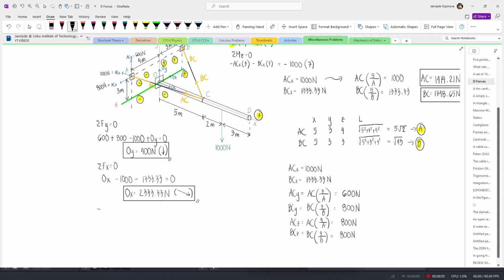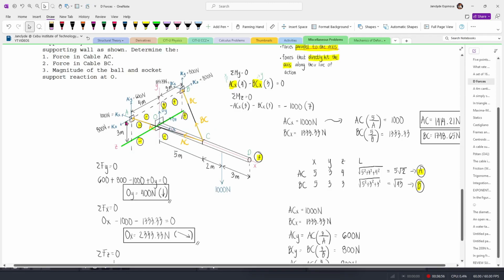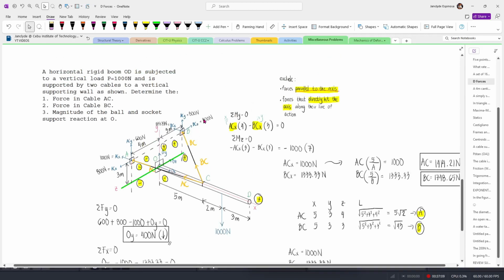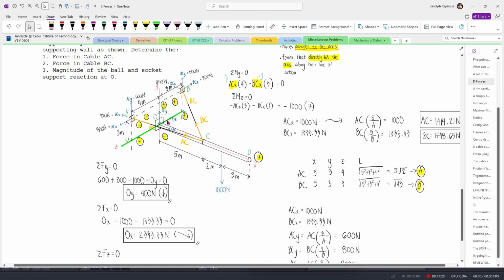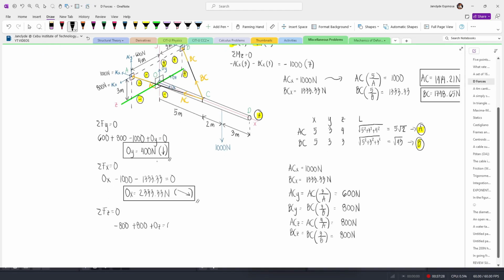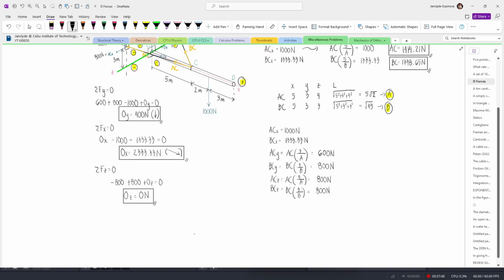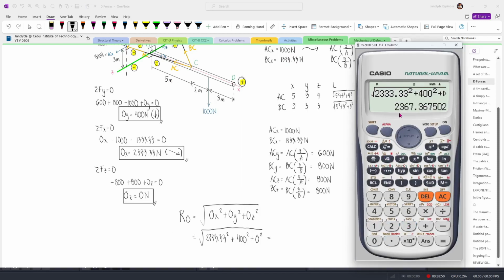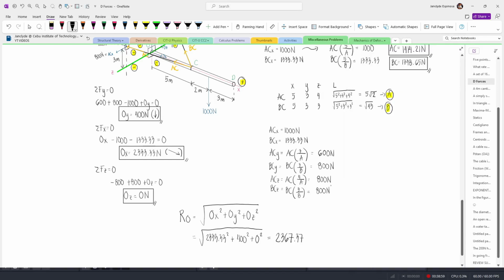Now finally, we're gonna sum up forces along the z-axis. So we have minus 800 because this is my assumed negative direction along the z-axis, and then plus 800 because it's pointing toward the positive direction, and then we have OZ pointing to the positive direction. So plus OZ equals 0. OZ is gonna be 0 newtons. Now to get the reaction at O, we need to get the resultant force. Now since we have three components, we have OX squared plus OY squared plus OZ squared. So this is gonna be this value squared plus 400 squared and then plus 0 squared. So we have here 2367.37, and then this is newtons.